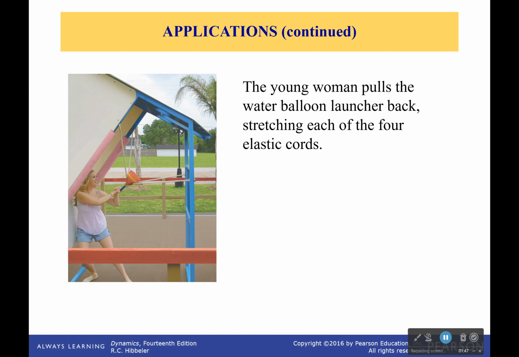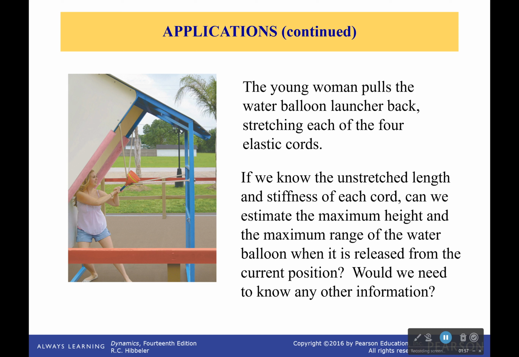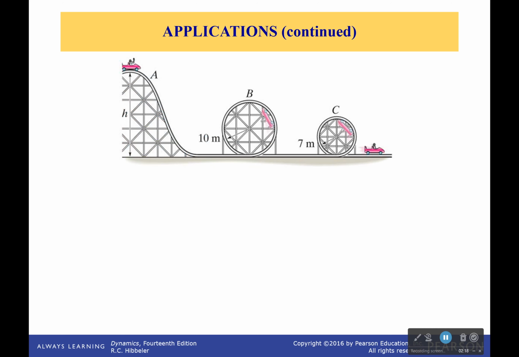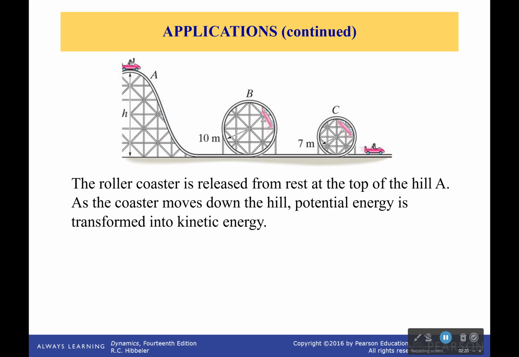Or how about this girl right there? Have you ever seen one of these? I love them. She has a water balloon launcher at the park, and it's pulling back on 4 stretchy cords. Now, if we know the unstretched length of those cords, and we know the stiffness, could we figure out the maximum height and range of the water balloon when it's released from a particular position? Would there be any other information we might need to know? Well, for one, the weight of the water balloon. But anything else? Well, we're going to find out about all of that today, because it is an amazingly helpful tool.